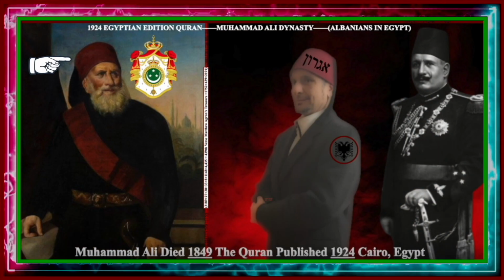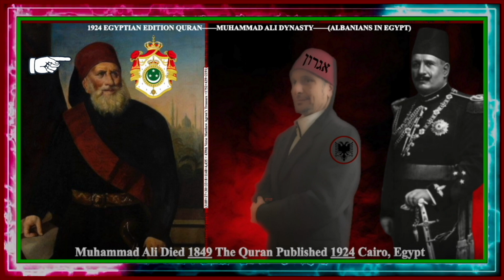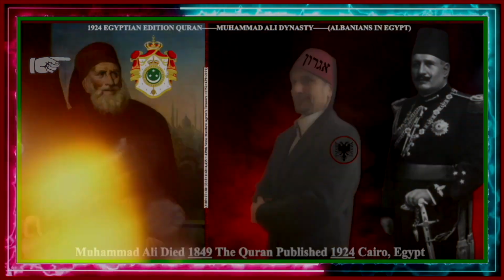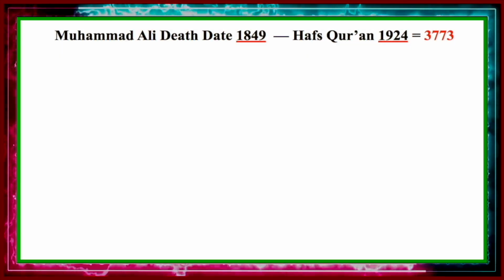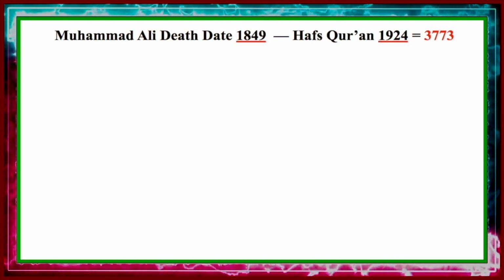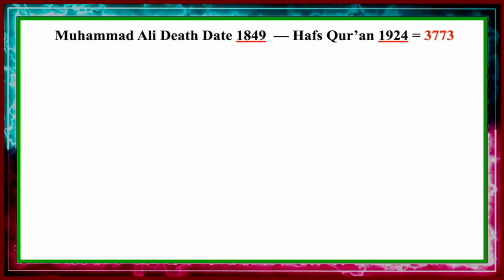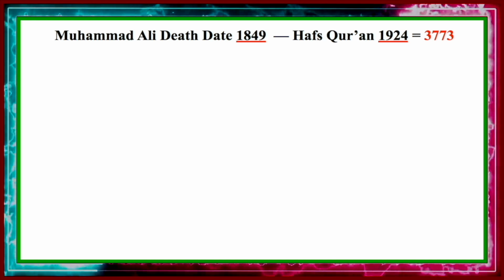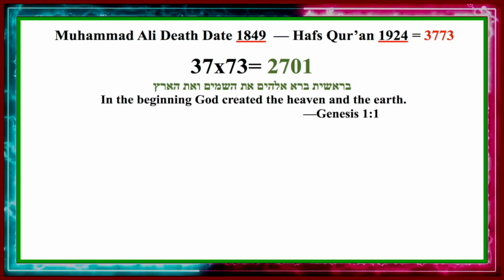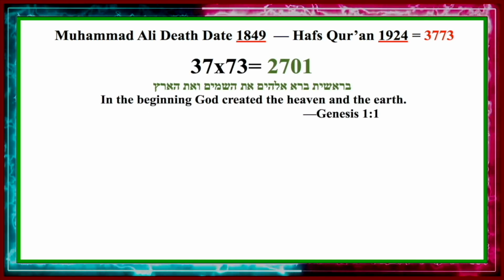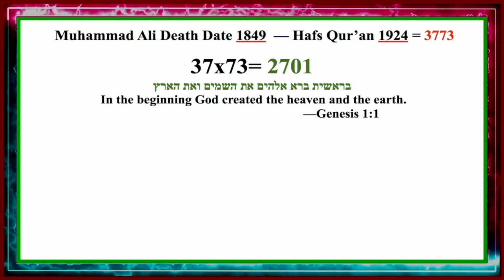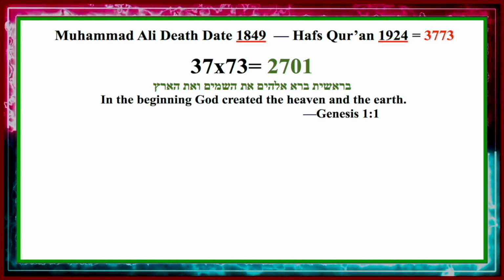Muhammad Ali is the founder of the Muhammad Ali dynasty, from where we get this 1924 Hafs edition of the Holy Quran. If we take the year of Muhammad Ali's death, 1849, and add it to the year the Quran was printed, 1924, we get the number 3773. And 37 times 73 equals 2701, which is the numerical value of the opening verse of the Bible. In the beginning, God created the heavens and the earth.